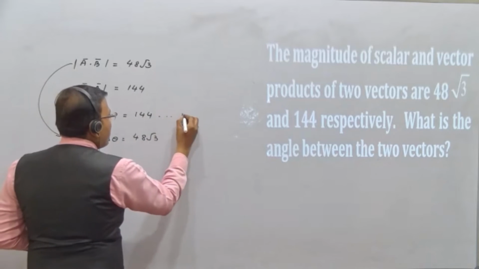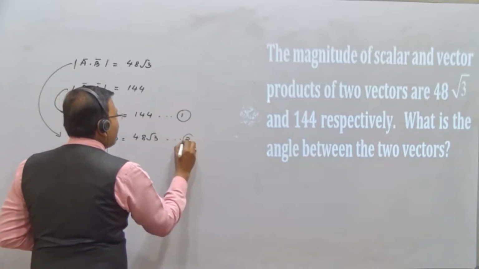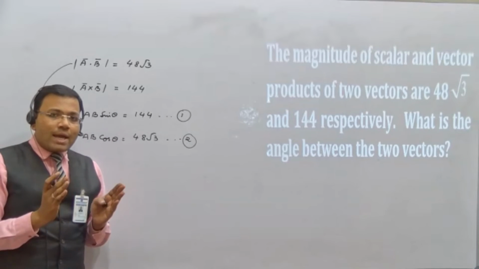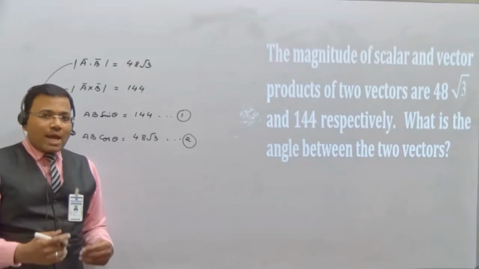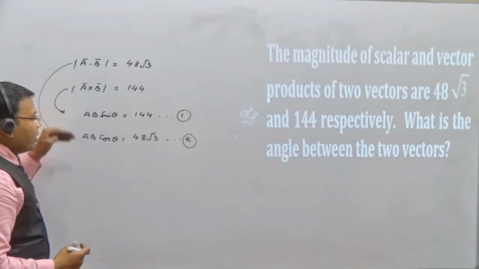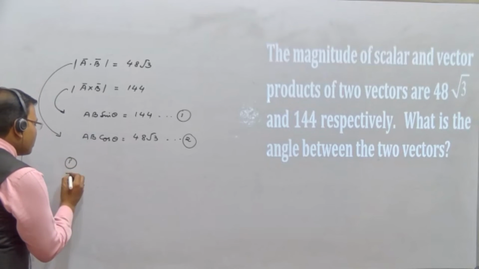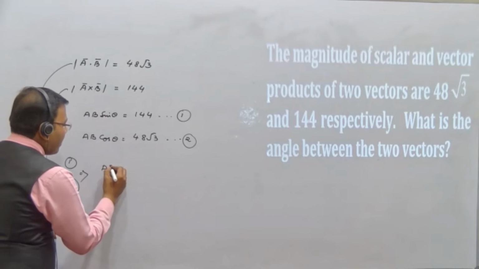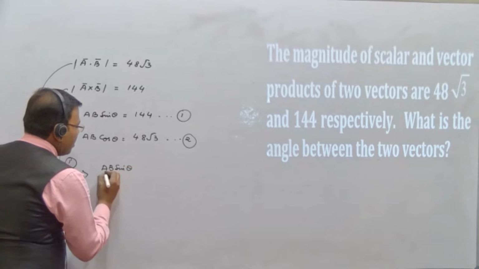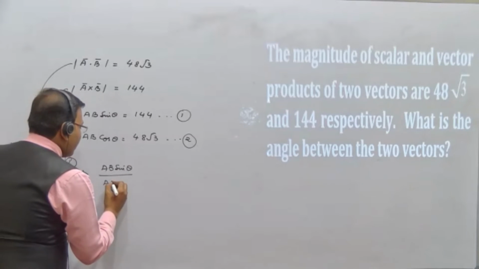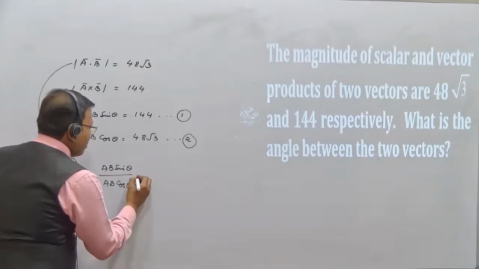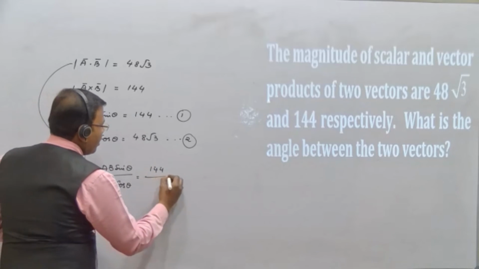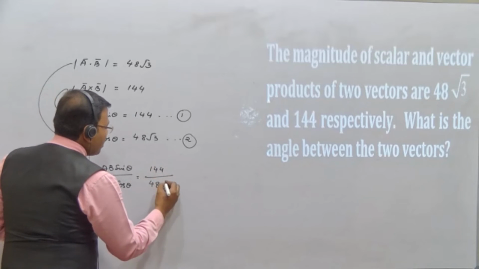So suppose this is 1 and this is 2. As per the question, we need to calculate the angle between these two vectors. So for the angle, I divide these two, 1 divided by 2. So it is AB sin theta by AB cos theta, that is equal to 144 divided by 48 root 3.